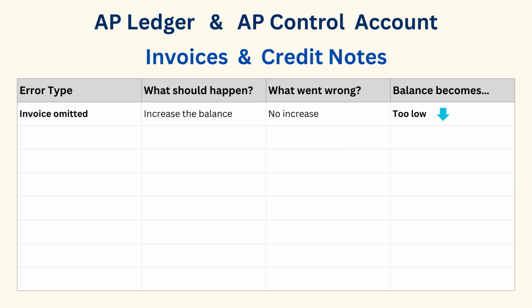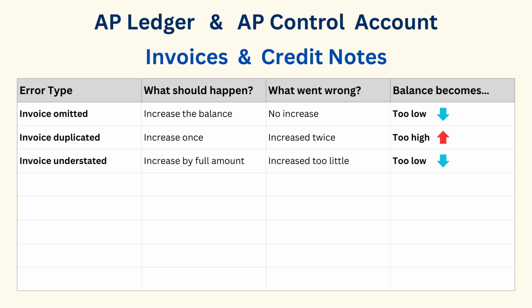Invoice omitted error is when a purchase invoice wasn't entered at all, so the liability doesn't increase. Accounts payable balance is too low. Invoice duplicated error is when posting the same invoice twice increases the balance twice. Balance in this case is too high. Invoice understated error is when the invoice was recorded for too little. In that case, balance is too low.